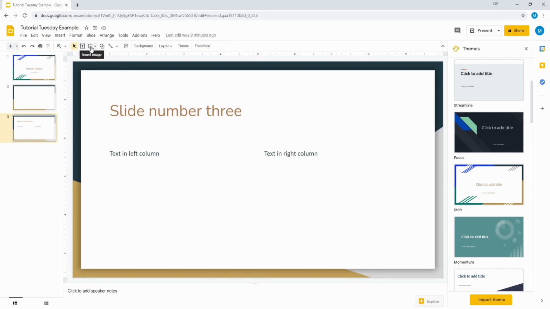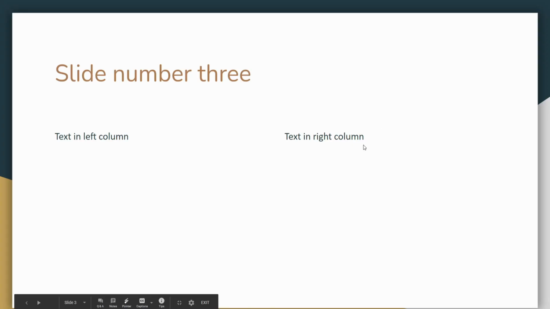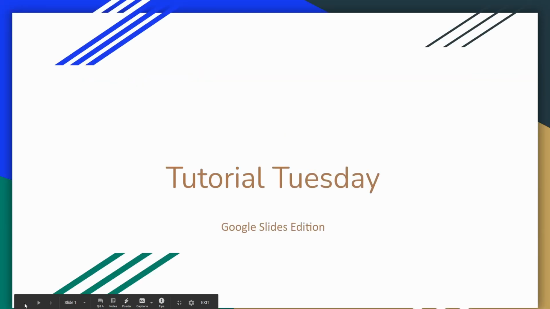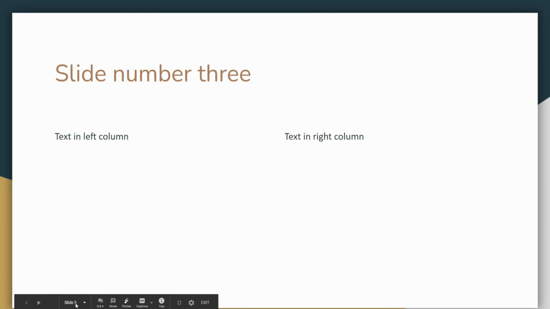You can add a text box or an image or any other objects, add a comment, change your background, layout, or theme, or you can also add or change your transition between slides. Anytime you want to start your presentation to see what it will look like, click the Present button. You can use your arrows in the bottom left corner to go from slide to slide. You can also choose from the down arrow here. When finished, you can click Exit.